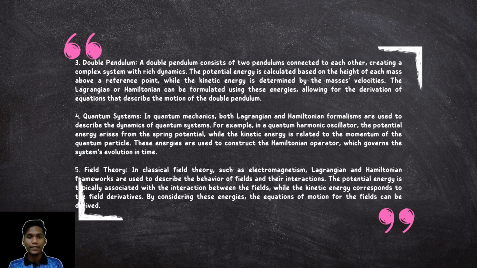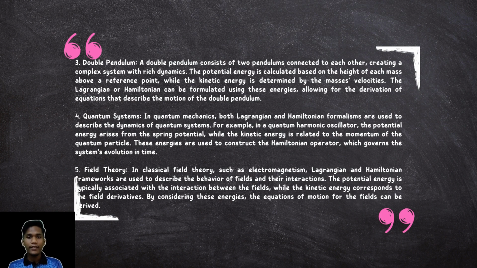Fourthly, quantum systems. In quantum mechanics, both Lagrangian and Hamiltonian formalisms are used to describe the dynamics of quantum systems. For example, in a quantum harmonic oscillator, the potential energy arises from the spring potential, while the kinetic energy is related to the momentum of the quantum particle. These energies are used to construct the Hamiltonian operator, which governs the system's evolution in time.